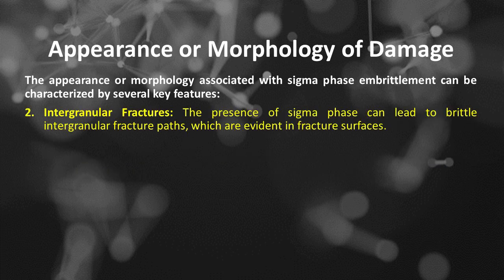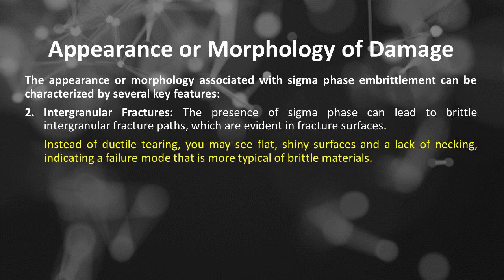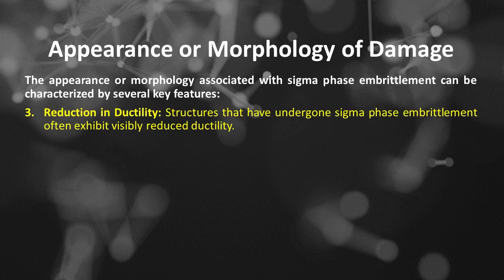The presence of sigma phase can lead to brittle intergranular fracture paths, which are evident in fracture surfaces. Instead of ductile tearing, you may see flat, shiny surfaces and a lack of necking, indicating a failure mode that is more typical of brittle materials. Number 3 is reduction in ductility.